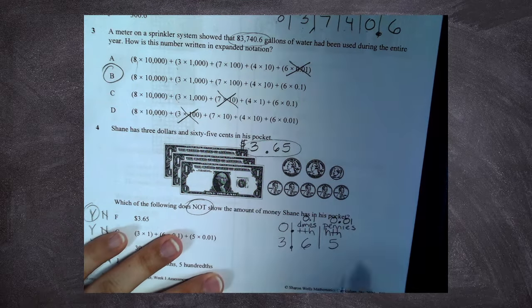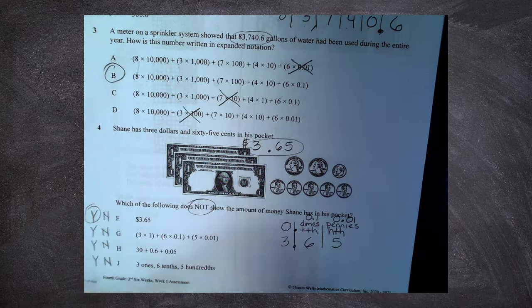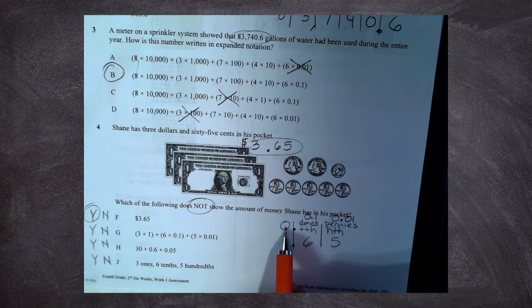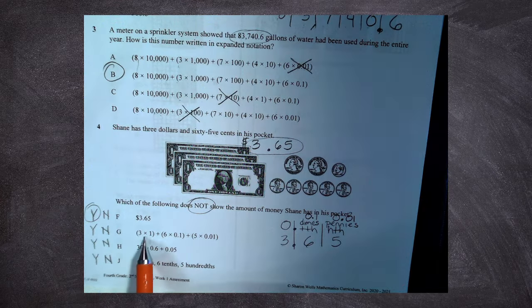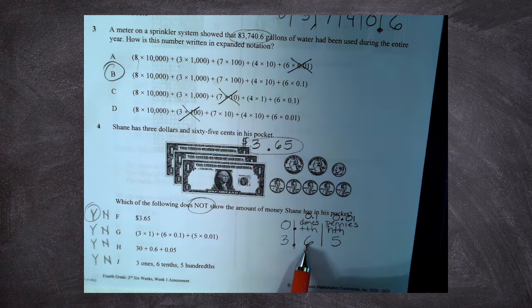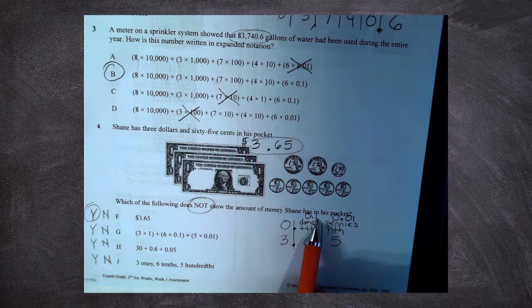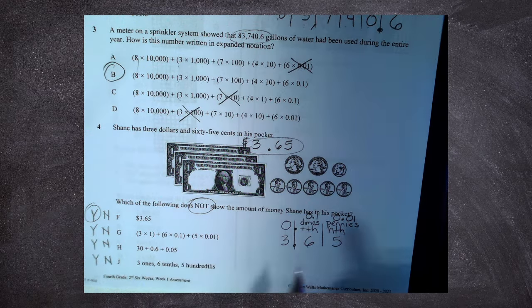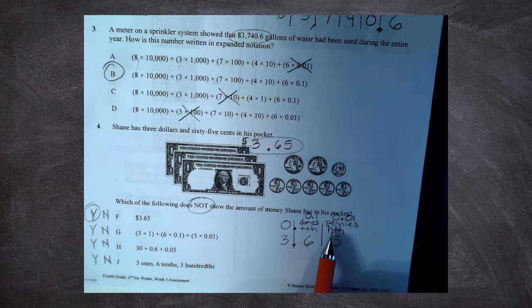I'm going to write my number into my place value chart, 3.65. And I'm going to see if this expanded notation matches. The 3 is in the ones place. 3 times 1. That's good. 6 is in the tenths place. 6 times 0.1. That's also good. The 5 is in the hundredths.